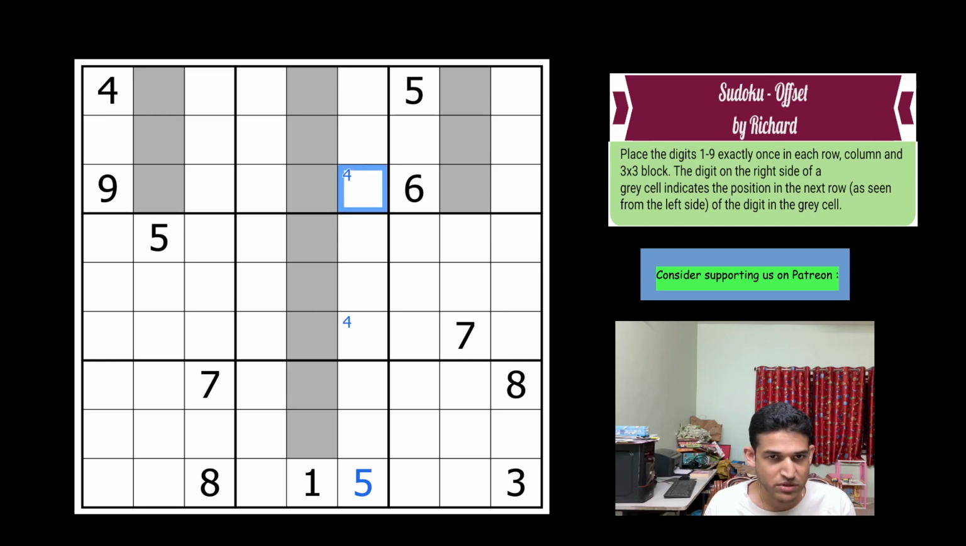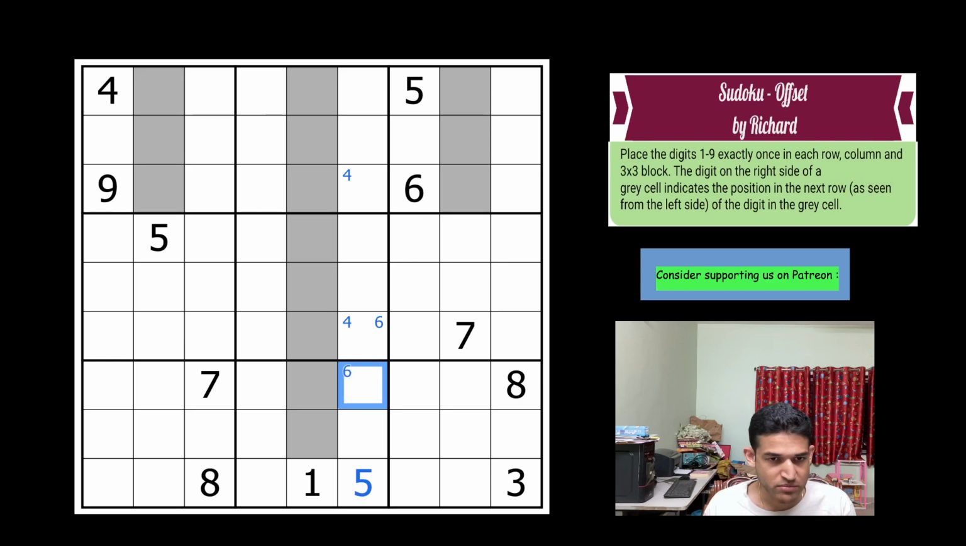And 6 is not possible here because of this. 6 is not possible here because whatever goes here has to be forced here. Not possible here because this is forced here. And 6 is possible here, right? Because whatever goes here will go here, so no issue.